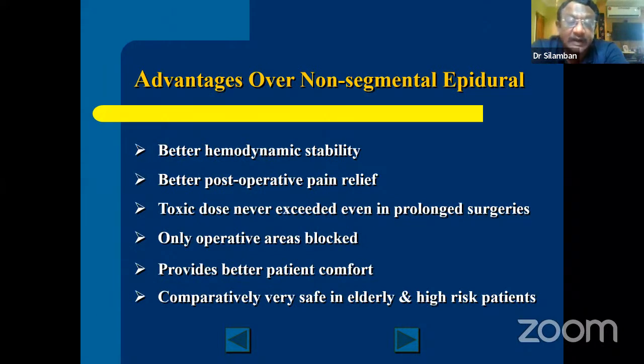Better postoperative pain relief, for the simple reason that the catheter is placed so high and in the exact site where the operation has taken place that with low volume itself, you get better postoperative pain relief. Toxic doses are never exceeded in prolonged surgeries or in prolonged postoperative analgesia because the volume of drug used is extremely low. So naturally, there's going to be better patient comfort and better patient movement. And it's comparatively very safe in the elderly and high-risk patients.